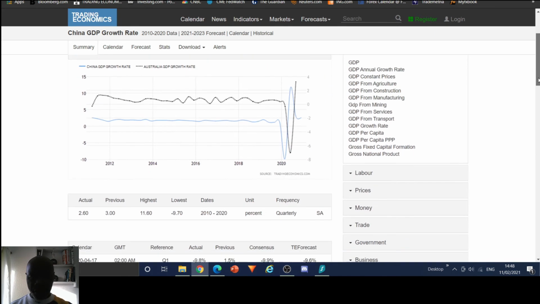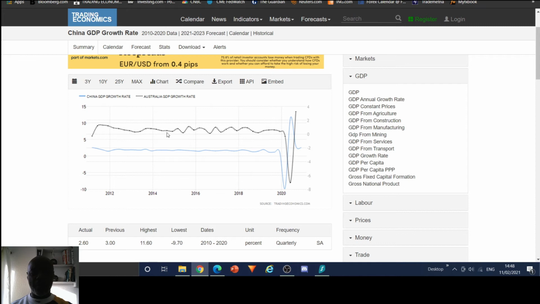Now let's have a look at China. We're here on Trading Economics, and Trading Economics is an excellent tool. If ever you want to know any of the statistics of an economy, Trading Economics is the place to go. This is a graph of the Australian GDP, which is here in black, and the Chinese GDP, which is here in blue. As you can see, I've plotted this from 2012, just to show you what's been happening.